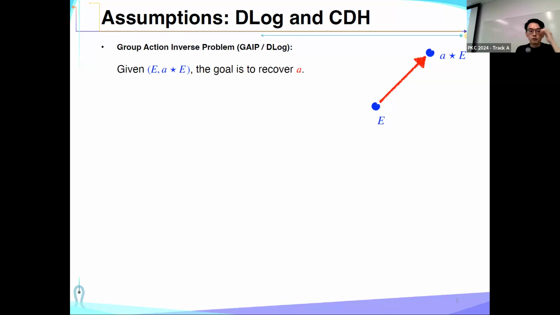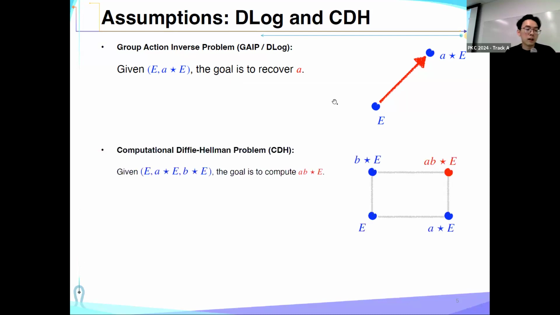To build a crypto system, we need an assumption. The most well-studied assumptions are the D-log and the CDH assumptions. The first one is the D-log problem, also called the group action inverse problem, which means that you are given aE and your goal is to recover a. The other one is the computational Diffie-Hellman problem, which means that you are given aE and bE, and your goal is to compute abE. This CDH problem is the essential problem to prove passive security of your key exchange scheme.